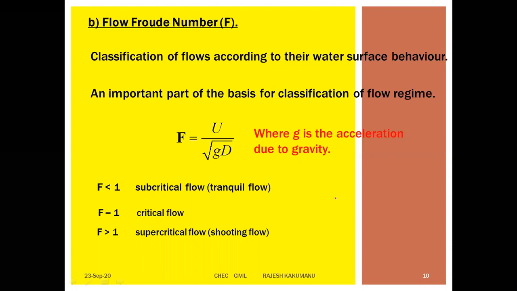In the initial case, the flow of fluids was described by Reynolds with the experiment, Re. Now the second case is the Froude's number. Scientist Froude has given the number F equal to u by root gD, where g is gravity and D is the diameter of the pipe. Here root of gD is the celerity, the speed of propagation of gravity waves on the water surface.